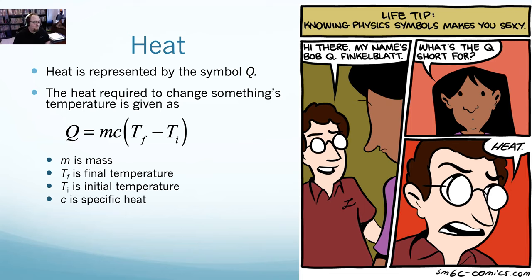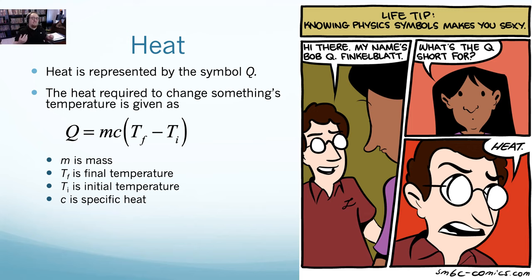Mass will be measured in kilograms, c in joules per kilogram degree Celsius, and temperature here, you can use Kelvin or Celsius. I'll normally use Celsius because it's just more common to get numbers in, but you can use either one. And this will say exactly how much heat is required to change the temperature of an object.